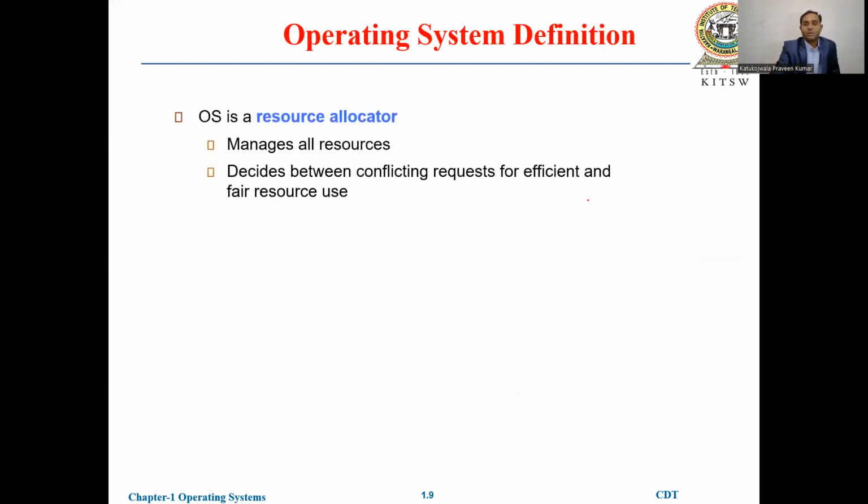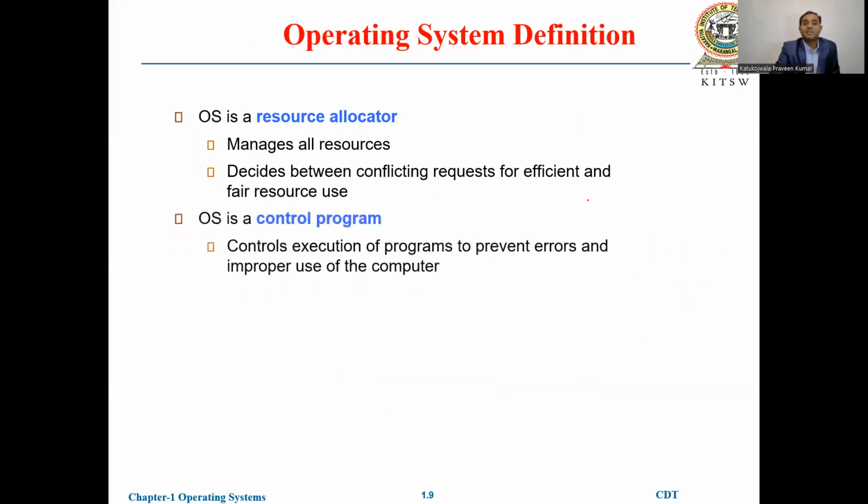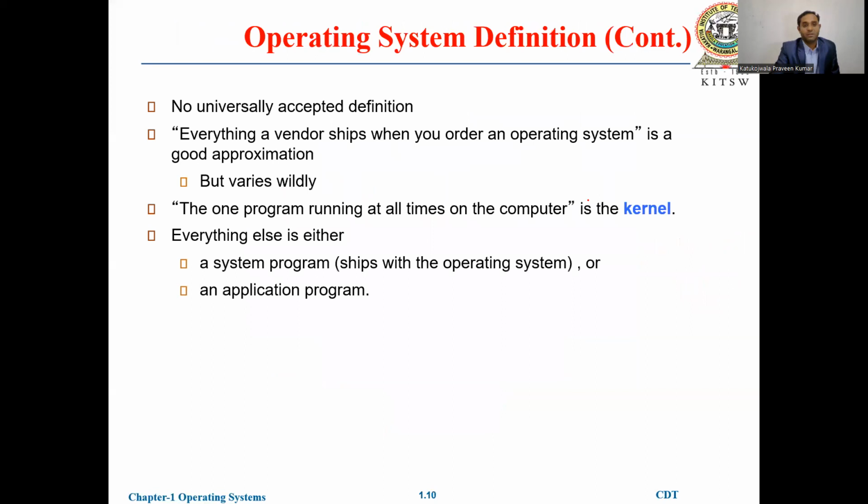Now, coming to the definition of operating system. OS is a resource allocator. It manages all the resources and decides between conflicting requests for efficient and fair resource use. OS is a control program. It controls execution of programs to prevent errors and improper use of the computer.